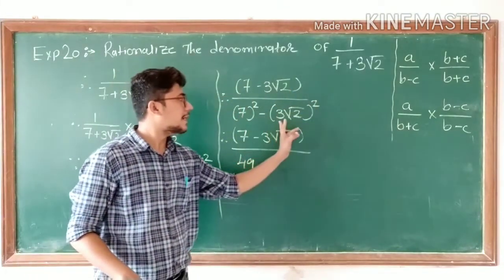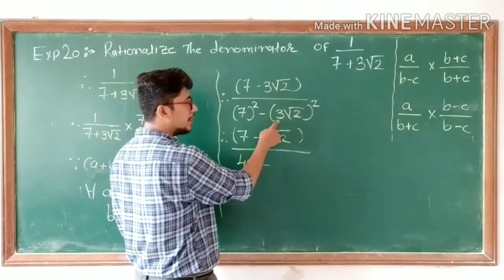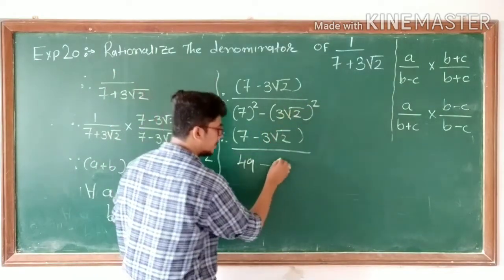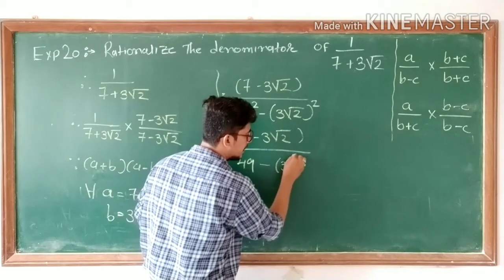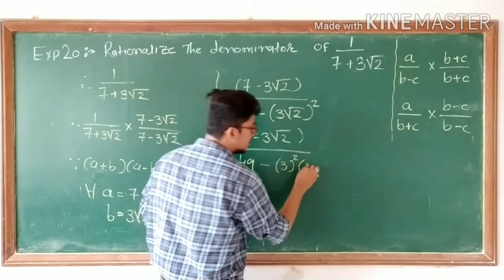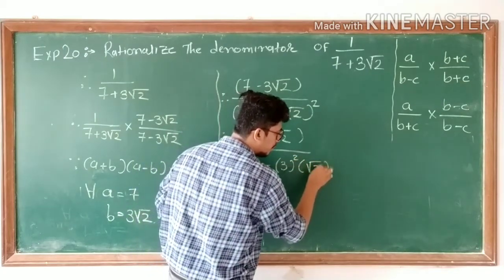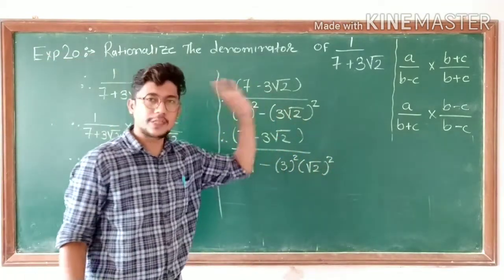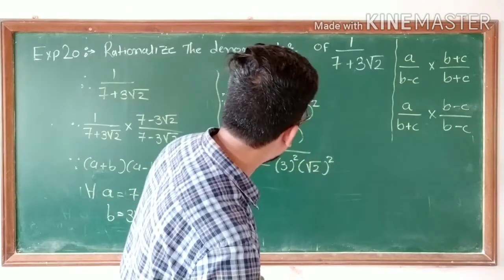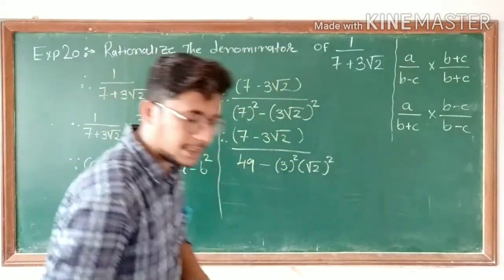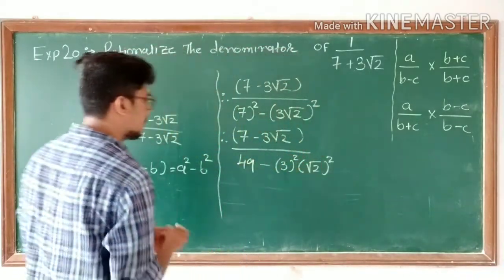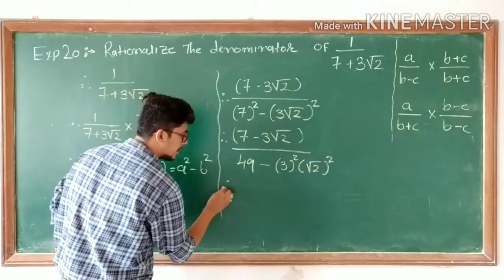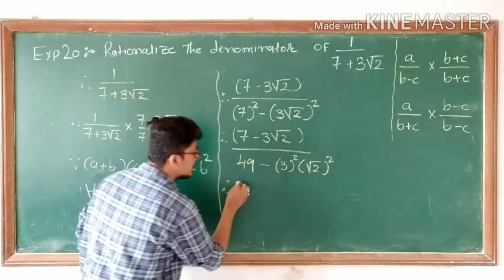So listen to me very carefully. What you have to do, initially you have to do 3 square, bracket square root of 2 to the whole square. हमने क्या किया, इन दोनों को खोल दिया. We have opened it up. So now we know that we will write it again.